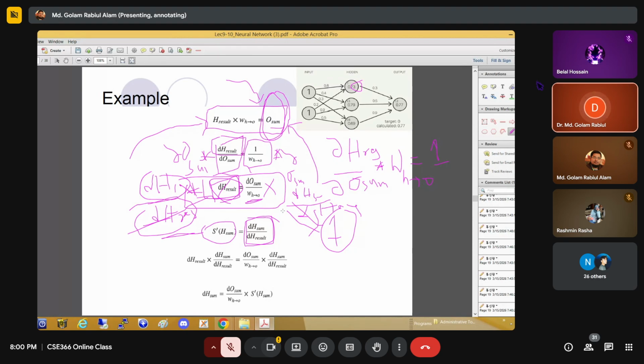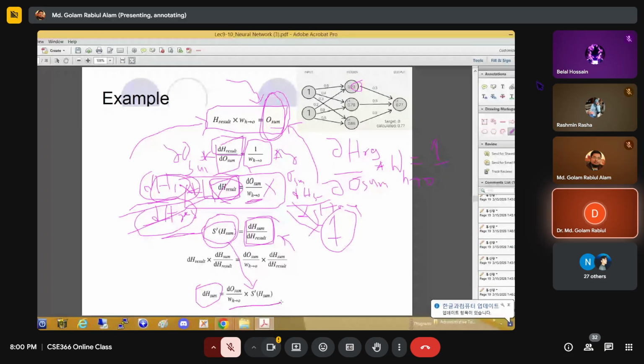So that is delta hidden sum equal, we will get delta O sum by WHO and delta hidden sum by delta hidden results. The delta hidden sum by delta hidden results is what? It is the derivative of the sigmoid of the sum. And this side we have only delta hidden sum. So here the delta hidden sum equals delta output sum by WHO times derivative of sigmoid of hidden sum. Okay, this equation.